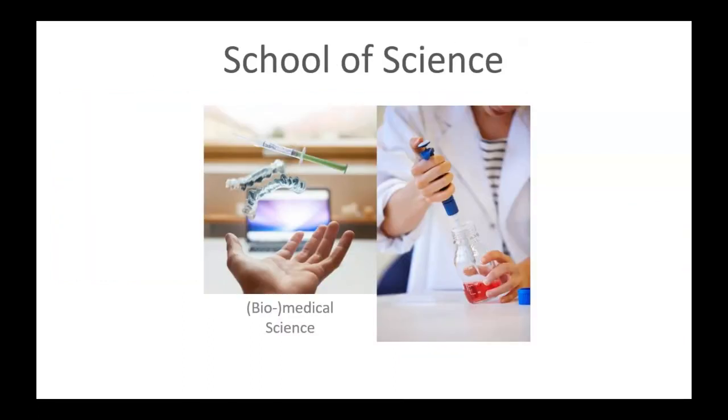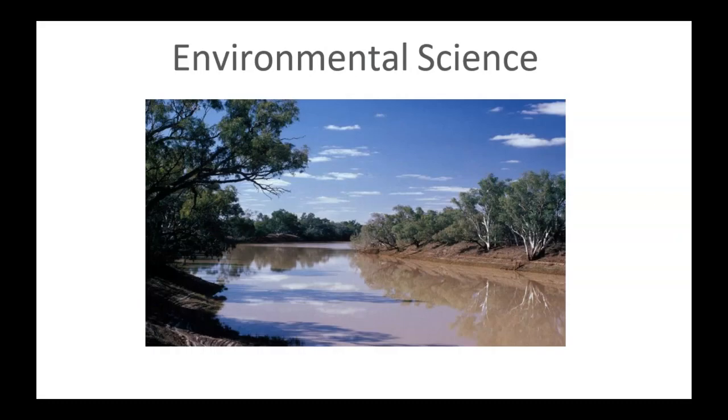Within the School of Science, we have our various departments and majors. We have, say, biomedical and medical science, and we have things like the environmental science ones there. The School of Science is one of the 2 schools, the other being Information Technology Sciences. And here we are down at the environmental science stage.